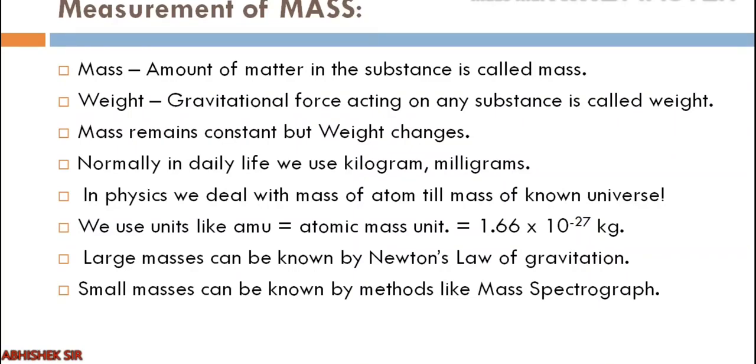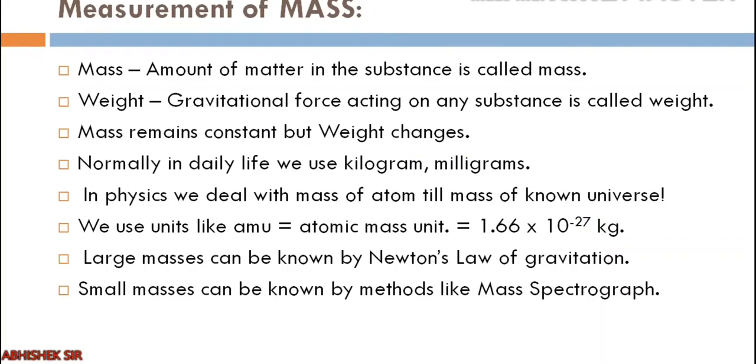In our normal daily life we use units of mass like kilogram and milligram, but we must know that in physics we deal with the mass of an atom to the mass of the known universe. See the difference, mass of one atom and mass of the whole universe we deal with. Clear? So that is the range of mass that we study in physics. We use units like AMU, atomic mass unit, that is 1.66 into 10 raised to minus 27 kilogram. You might have come across this unit when we talk about the mass of an atom. We can relate that with chemistry as well. Clear? So you can find AMU in chemistry also.